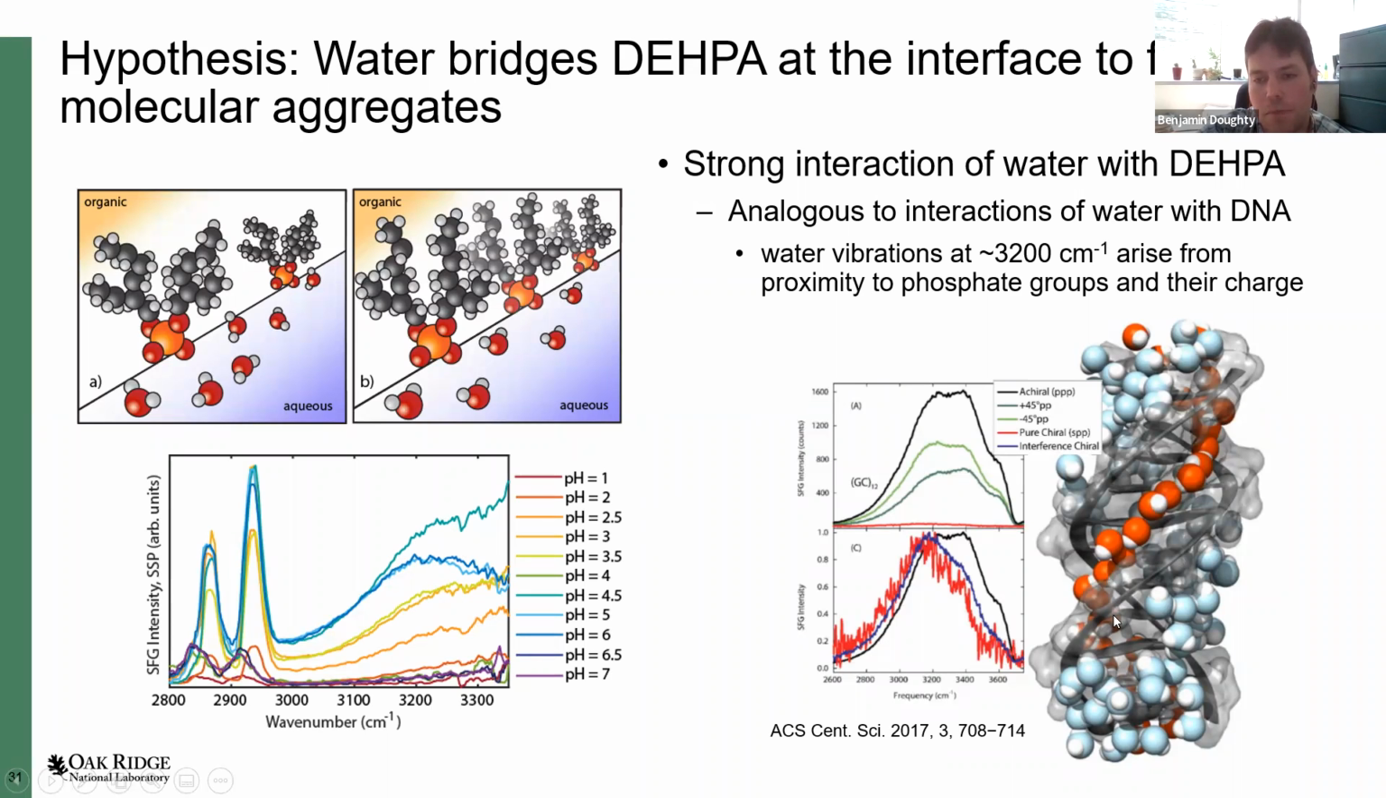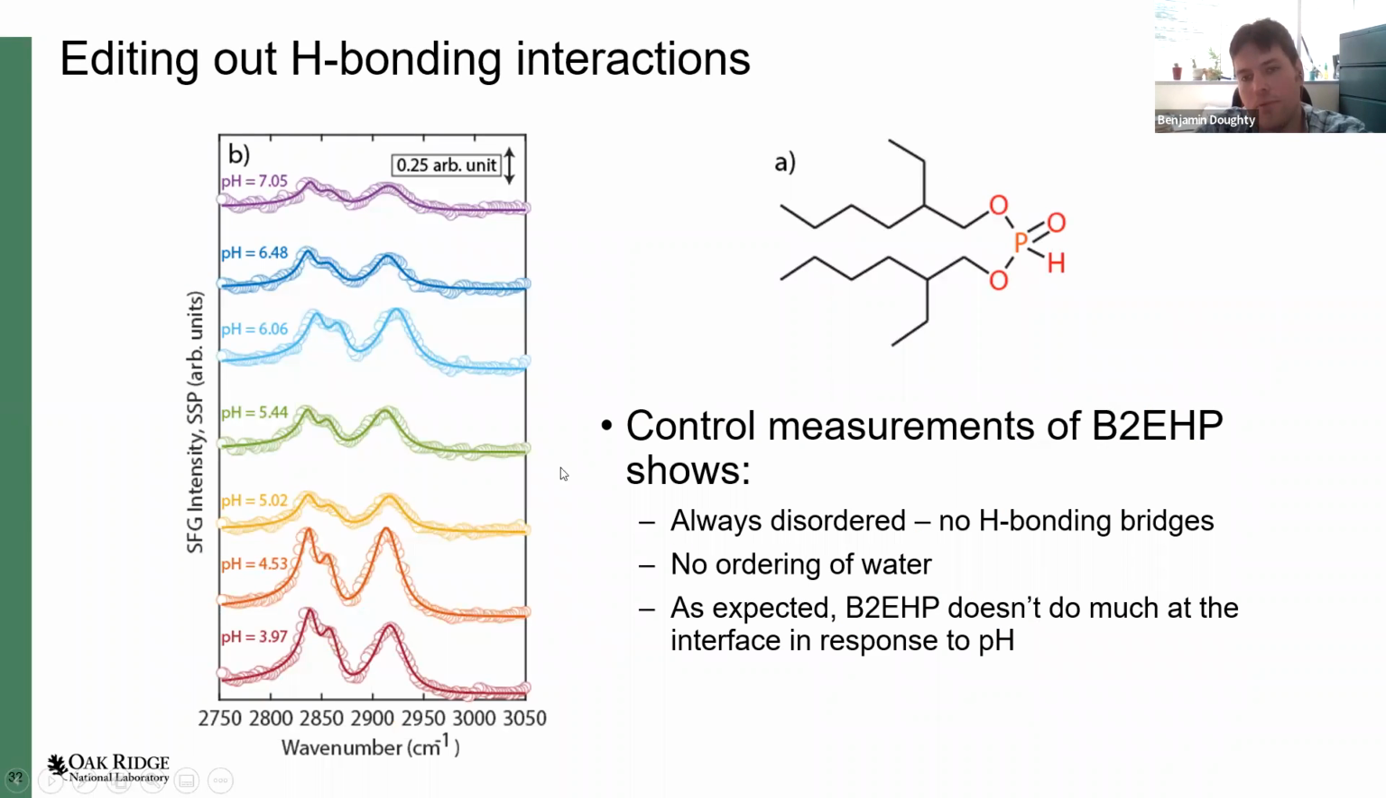So it's not as clean as his because he's looking at a chiral response, but we see this shift to lower frequencies of OHs. So this is nice circumstantial evidence, but what we really want to do is know that what we're looking at here is our aggregates. We really want to understand if water really is bridging these things together via hydrogen bonding. So the easiest thing to do is just to edit out the hydrogen bonds, right? So take your DEPA and replace an OH with an H, and that should get rid of all the hydrogen bonding bridging. And when you do this and you look at the SFG signal as a function of pH, you find that there really is no ordering ever. These things never order. There's no bridging. There's no water ordering. As you expect, this molecule doesn't do much.